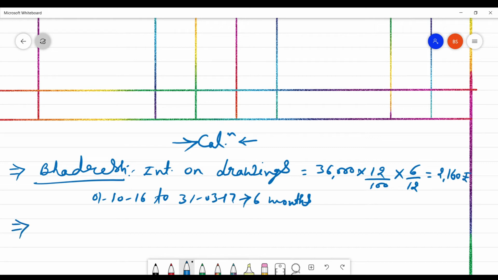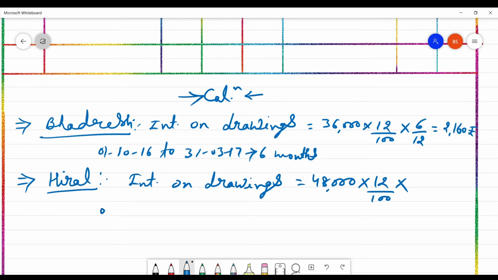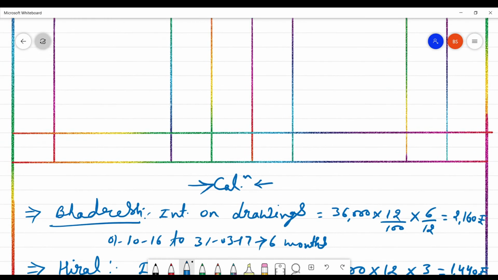And Hiral's interest on drawings. 48,000 into 12% into how many months? 1/1/2017 to 31/3/2017 means 3 months, and 3 months interest will be calculated on 48,000 into 12% into 3 divided by 12. The amount will be 1,440 rupees.